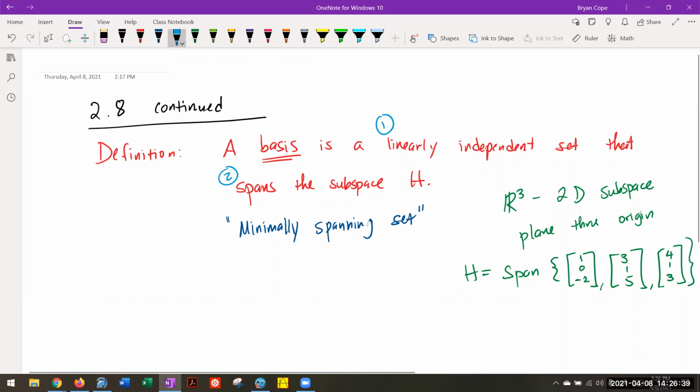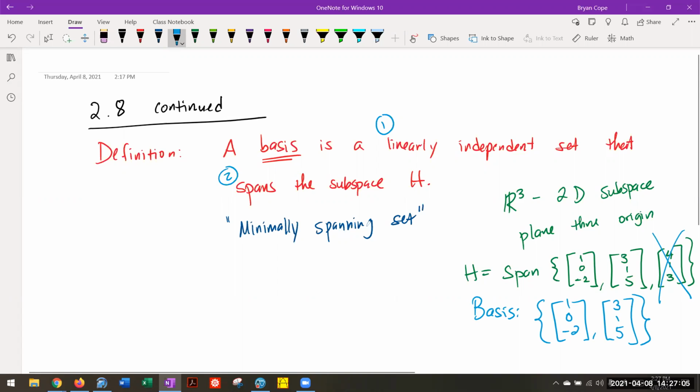Because this is just a 2D subspace of R3, we don't need all three vectors, right? This one was created from the other two, so it's not needed. So the basis for this subspace would be (1, 0, -2) and (3, 1, 5), because it's the smallest possible set that we could construct that still spans the plane that we need.